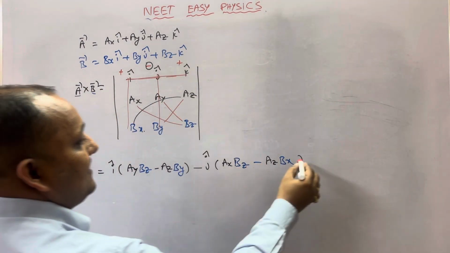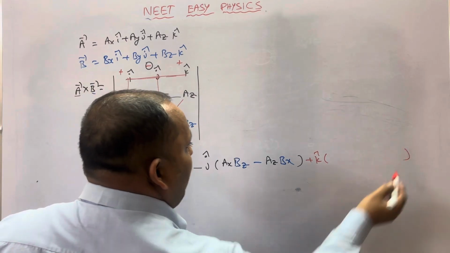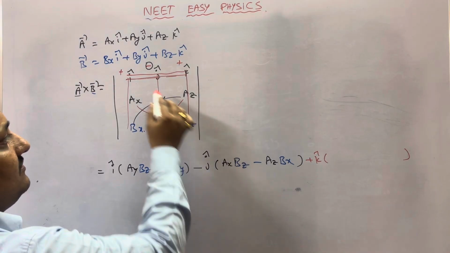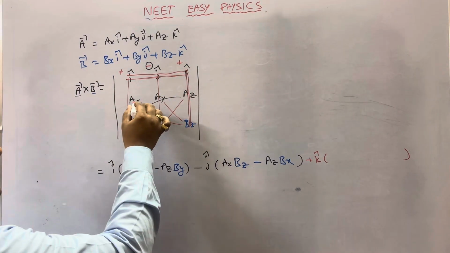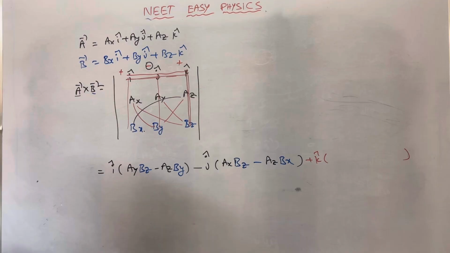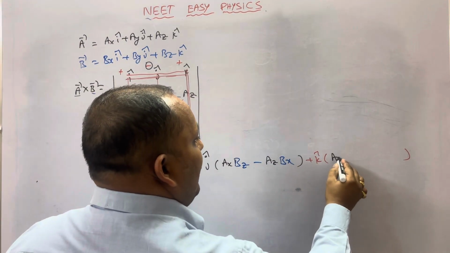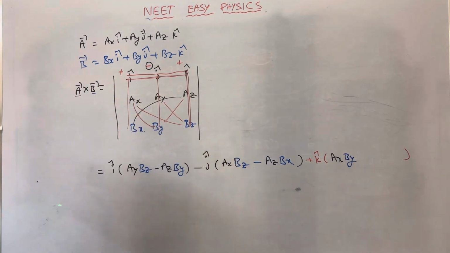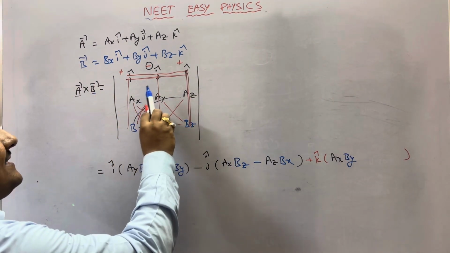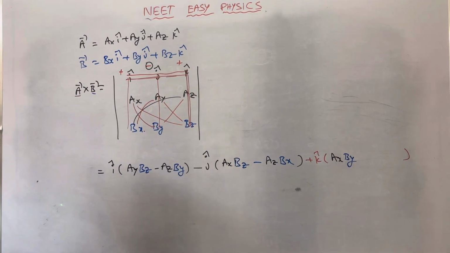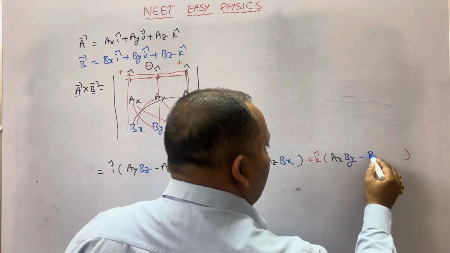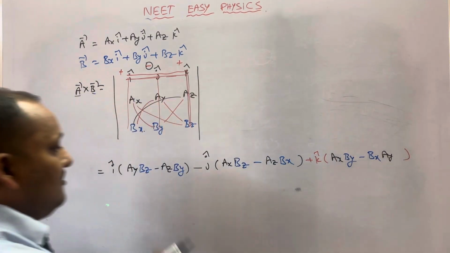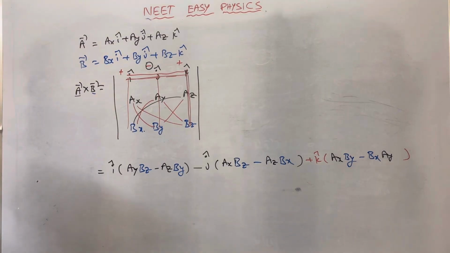Next, what we have to take? Here plus k cap is there. Plus k cap. How are we going to write it? Now we have to close the i cap, j cap, k cap row and this column. Now these two will be remaining: Ax, By. Next what we have to write? Bx, Ay, because these two remain. Minus Bx, Ay. So this is nothing but the vector product of two vectors.